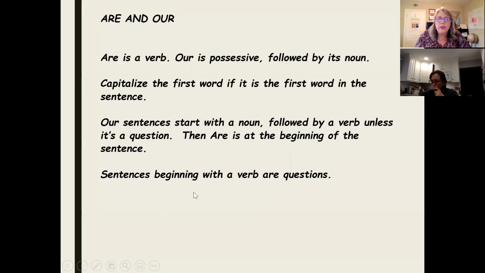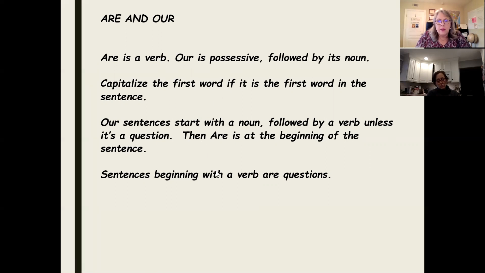Okay, so now we're going to talk about why we use our. We spell it a-r-e and o-u-r, but they sound the same when you're talking fast. Our cat, are you going? You hear how it just sounds like R. This is really confusing for dyslexic people as well as for second language learners. So we teach that are is used as a verb and our is used in a possessive situation.